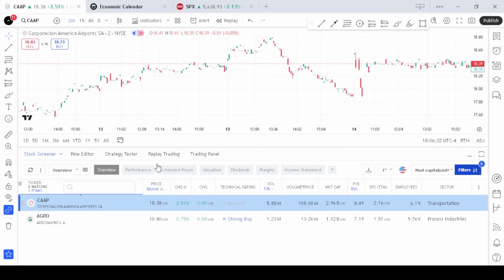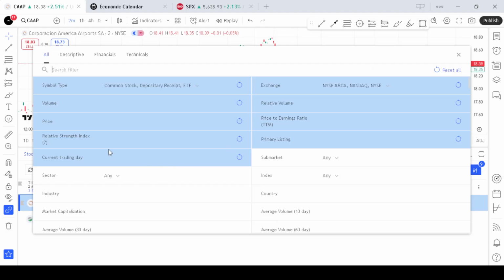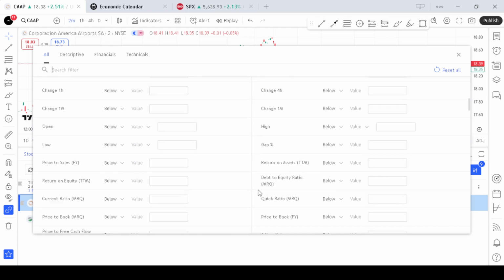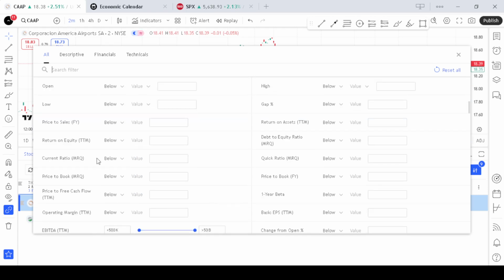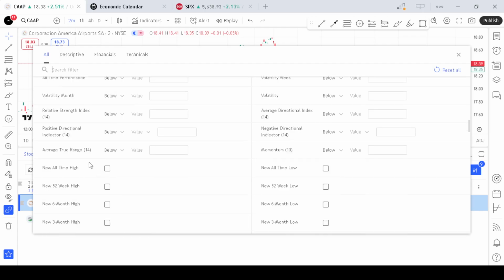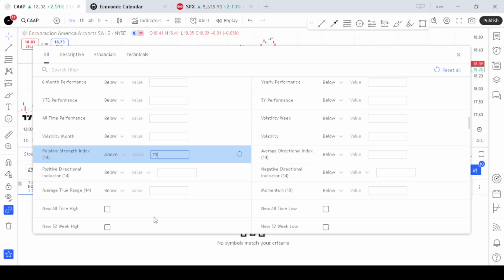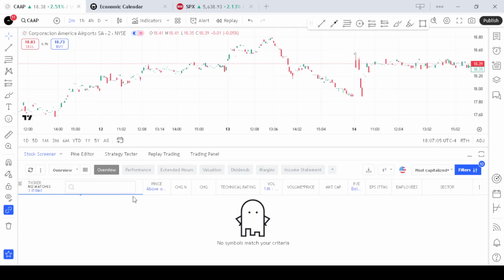We set another alert for when the RSI crosses above 70. We set that above, then we put 70 in that area. When we set that, then we analyze the results.